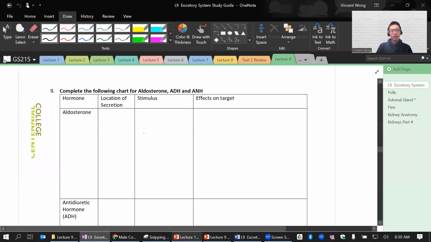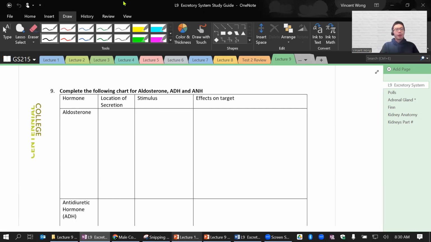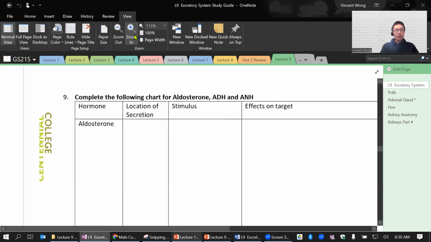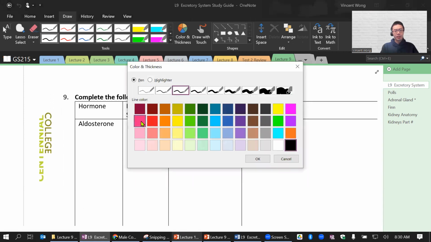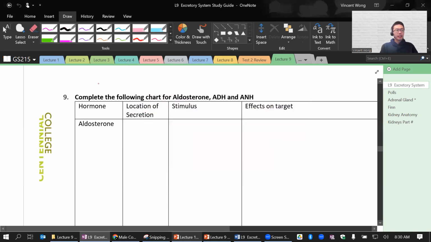Okay, so the chart will tell you important information about the hormones, such as where it is secreted from, what trigger the release of the hormone. That's what stimulus means, and the effects on the target. All right. So last time we learned about aldosterone, and the location of secretion for aldosterone is going to be the adrenal cortex.